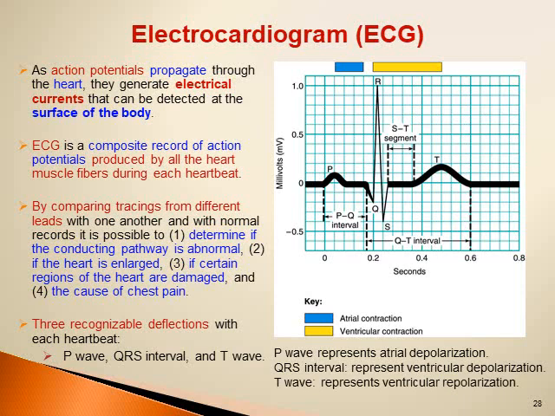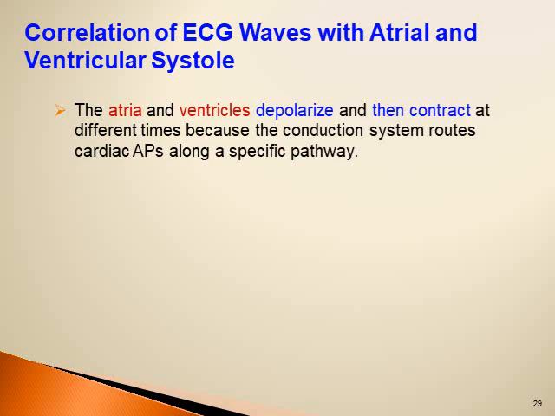The T wave represents ventricular repolarization. There is a correlation of the ECG waves with the atrial and ventricular systole. Systole means contraction of the heart chamber. So atrial contraction is called atrial systole, and ventricular contraction is called ventricular systole. The atria and the ventricles depolarize and then contract at different times because the conduction system routes cardiac action potentials along a specific pathway, which is the conduction system of the heart.